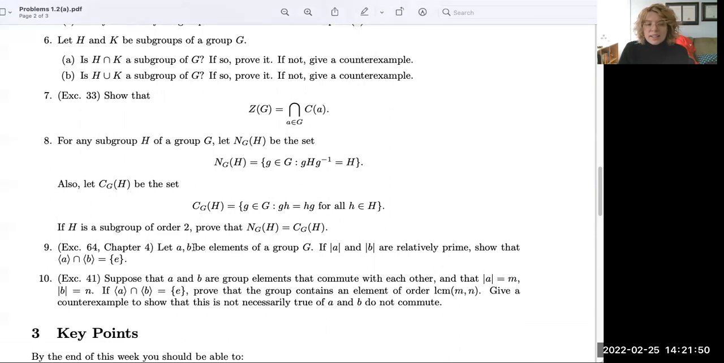In question number 9, let A and B be elements of a group G. And if the orders of A and B are relatively prime, you want to show that the intersection of the subgroups that they generate is just E. So the best way to show this is to assume that you have something in the intersection and then show that that implies that the element is E. And of course, since you have something about the orders of these elements, examine the order of that element that is in the intersection.